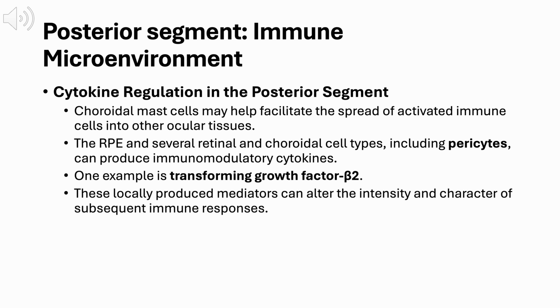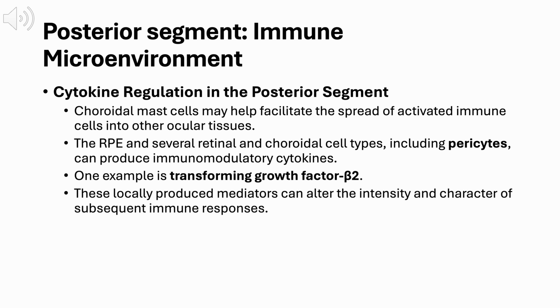Now, let's connect those perivascular mast cells to the regulatory chemistry of the posterior segment. Because choroidal mast cells sit around the arterioles, they're well positioned to help facilitate the spread of activated immune cells into other ocular tissues. Their mediators can increase vascular permeability and open the door for cellular traffic. Balancing that pro-inflammatory potential is a suppressive network. The RPE, along with several retinal and choroidal cell types, including pericytes, can produce immunomodulatory cytokines.